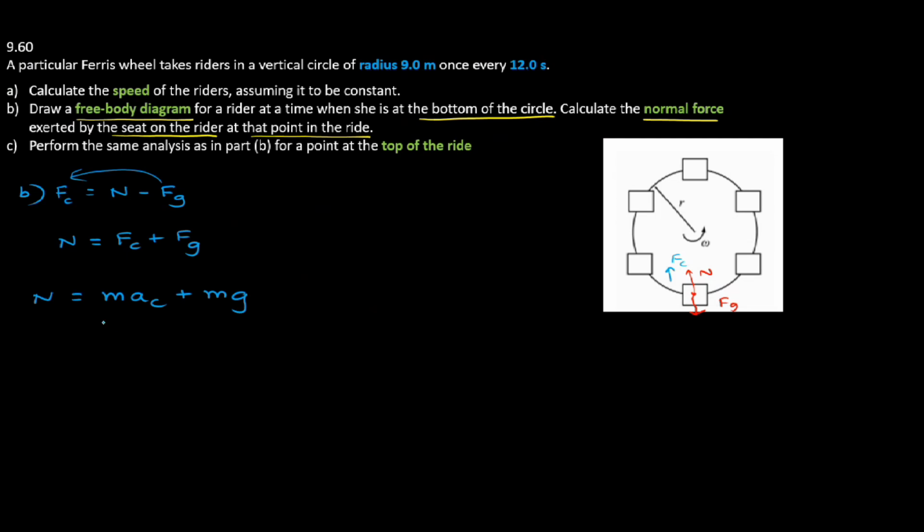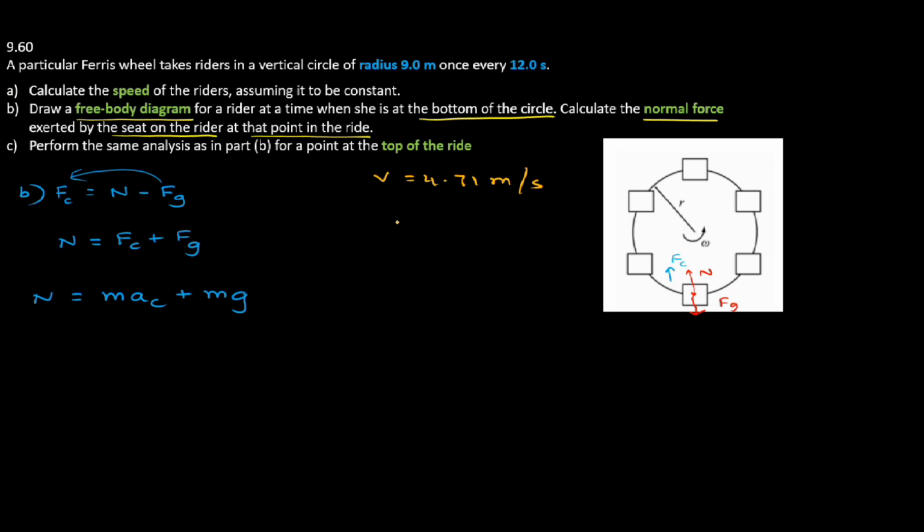I need to find the relationship between centripetal acceleration AC and acceleration due to gravity g to solve further, because I have to express this normal force in terms of mass times acceleration due to gravity. Now in part A, we had already calculated the value of speed v, which was 4.71 meters per second. I'm going to use this speed v to calculate the centripetal acceleration AC and then relate that acceleration to g.